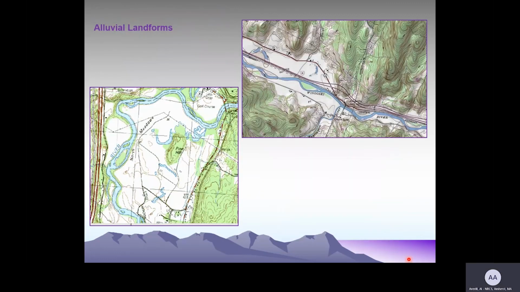Where in the world do you find alluvium, alluvial parent material? Next to major rivers. The first terrace position, immediately adjacent to major rivers, is where you're going to find these alluvial deposits, and the soils that develop from them.